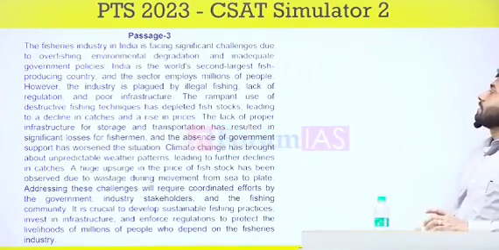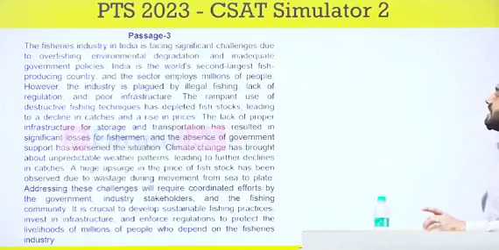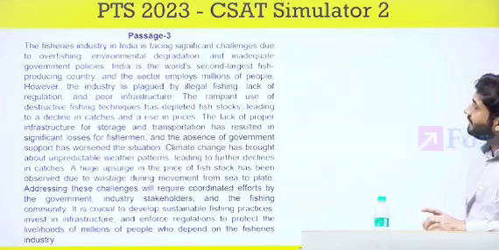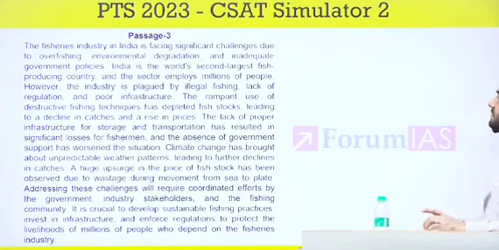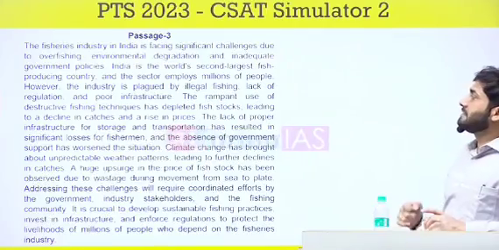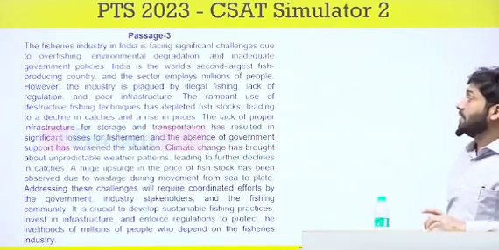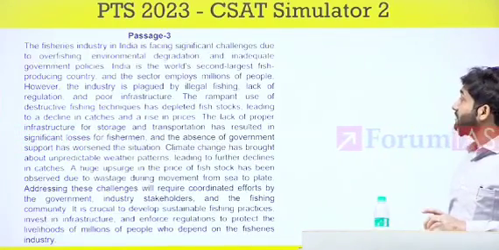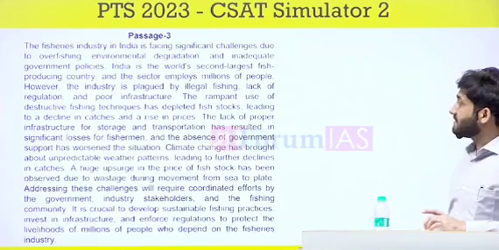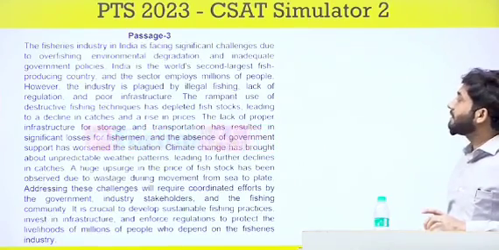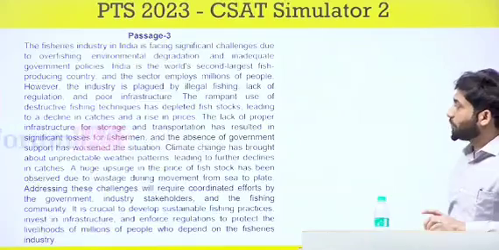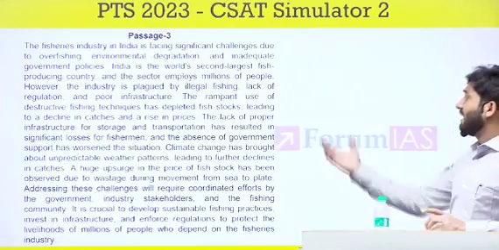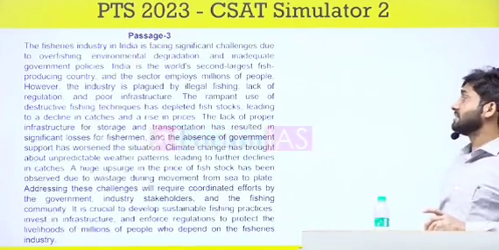Now, next. The fisheries industry in India is facing significant challenges due to overfishing, environmental degradation, and inadequate government policies. India is the world's second largest fish producing country, and the sector employs millions of people. However, the industry is plagued by illegal fishing, lack of regulation, and poor infrastructure. The rampant use of destructive fishing techniques has depleted the fish stocks, leading to a decline in catches and a rise in prices. The lack of proper infrastructure for storage and transportation has resulted in significant losses for fishermen, and the absence of government support has worsened the situation.